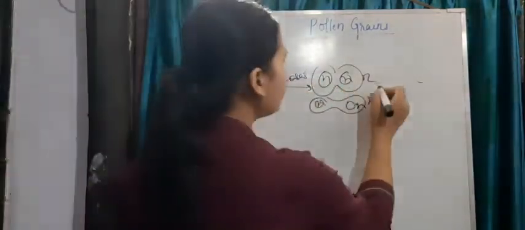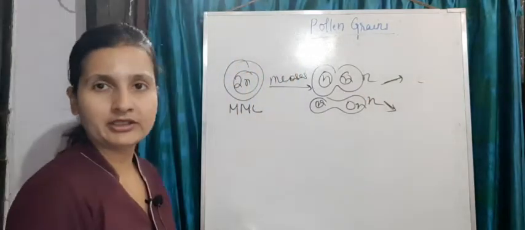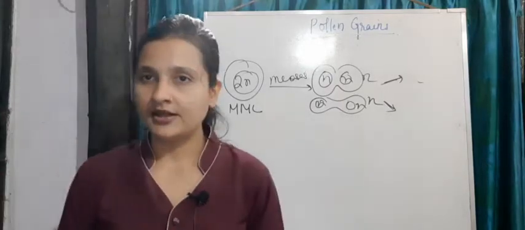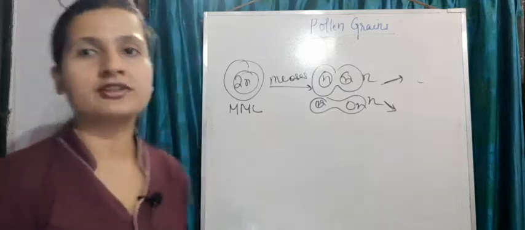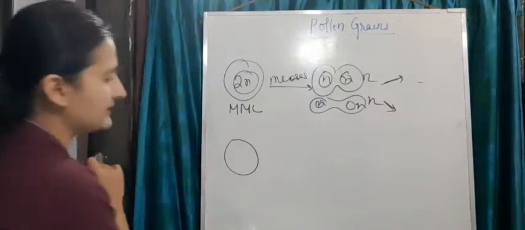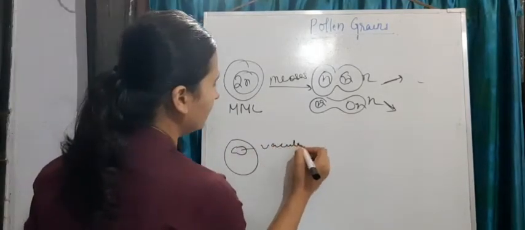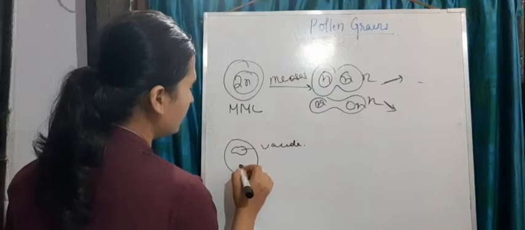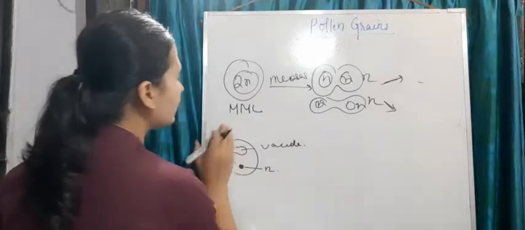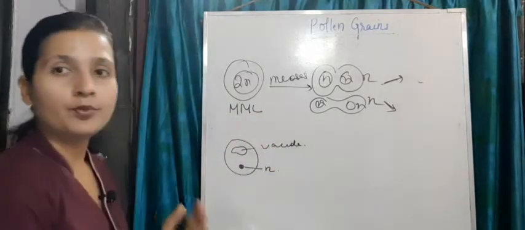Now we are going to discuss how this microspore becomes a pollen grain. You can see the NCERT book, page number 23. There you will see a diagram with a cell-like structure, with a vacuole and a nucleus, which is haploid. This is a microspore, and this microspore will give rise to the pollen grain.